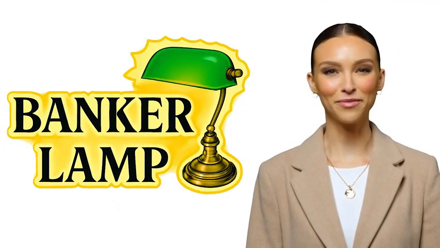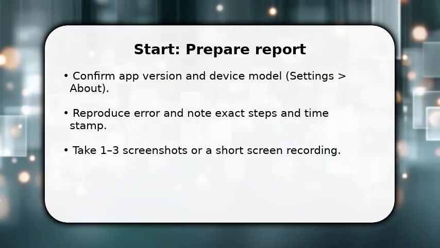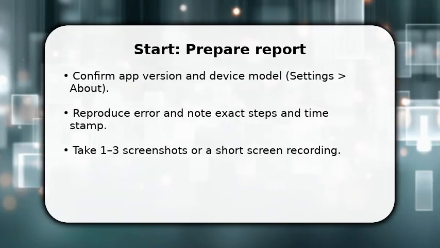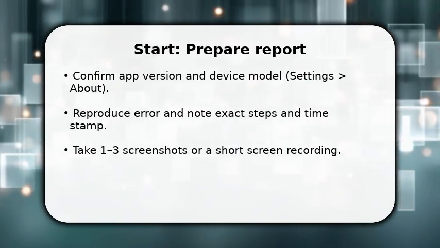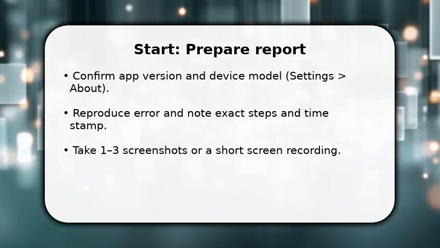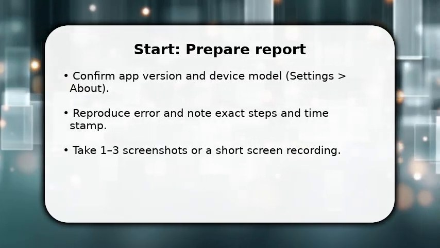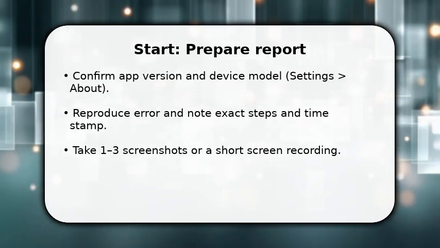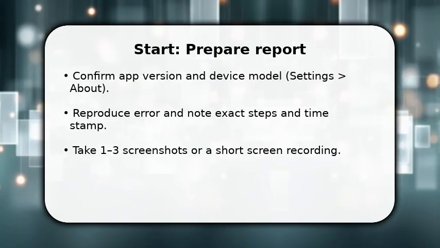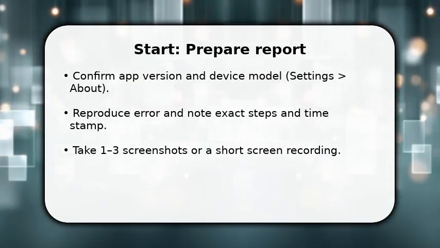Please enjoy the video. You begin by collecting facts so your report fixes the problem fast. First, confirm the app version and device model. This narrows causes. Next, reproduce the error once or twice and write the exact steps, including the timestamp, because developers need a reliable trigger. Then capture 1 to 3 screenshots or a short screen recording to show visual context. Once done, make sure those files are named clearly and stored where you can attach them to the report immediately.